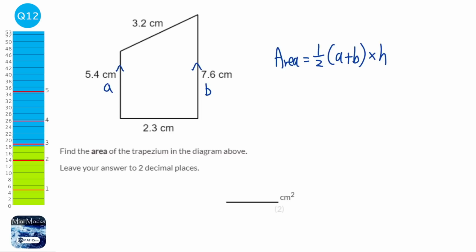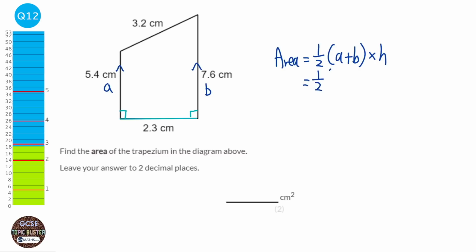The height, which is represented by h, always hits the bases, a and b, at 90 degrees. You can see that this length here does not hit the bases at 90 degrees. This is an acute angle, this is an obtuse angle. So that is not the height. The height is going to be this one here because it hits both of the bases, a and b, at 90 degrees. So let's put these values into our formula.